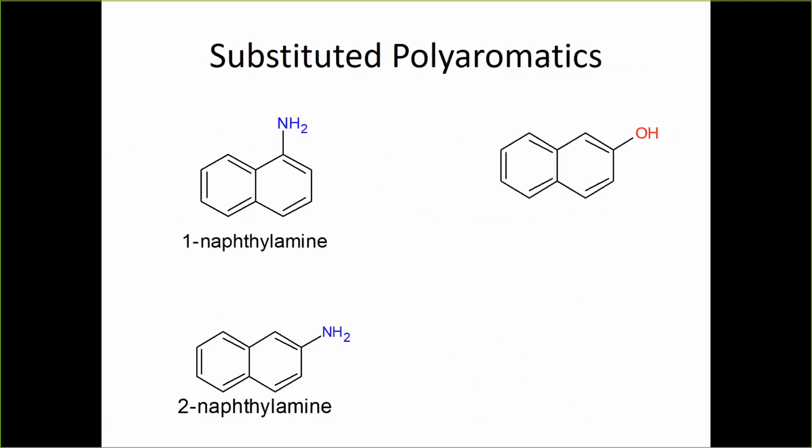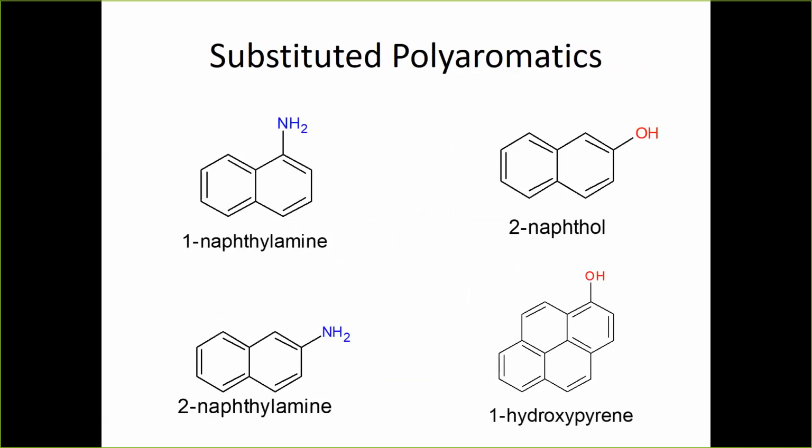Here's some other examples. This is an alcohol analog. This one is called 2-naphthol. And here's another one that is a metabolite of pyrene, and this is 1-hydroxypyrene. These compounds are of interest just because they're urinary markers for polyaromatic hydrocarbon exposure.